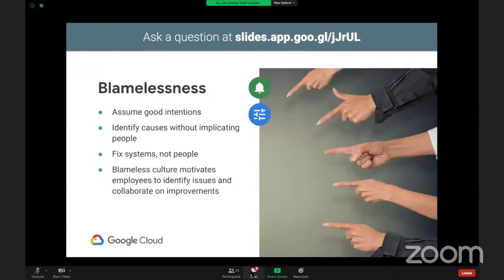The point is, if you really want to learn all you can from an incident, you need to be able to get to the bottom of things. And you can't do that if people are scared. Everyone makes mistakes. That's not the problem. The problem is the systems allow these mistakes to be damaging.